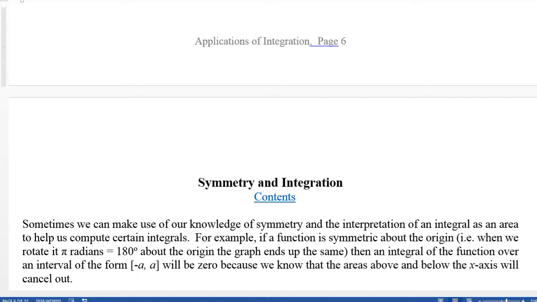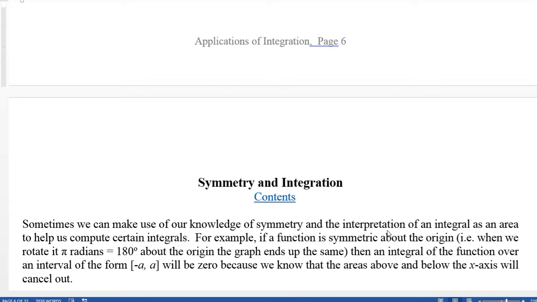This is Jack Jackson back again, and we're going to be continuing to talk about integration and some things that we can do with that. And one thing I want to talk about in this video is symmetry of graphs and how that can help us in certain integration problems.